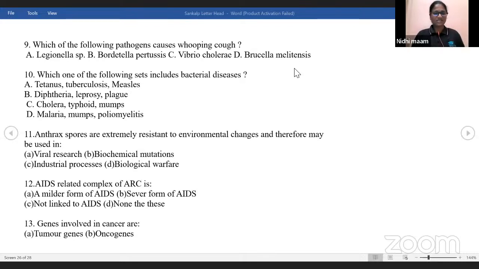Option D is the right answer. 12th question. AIDS related complex or ARC, that is ARC, is A, a milder form of AIDS, B, severe form of AIDS, C, not linked to AIDS, D, none of these.